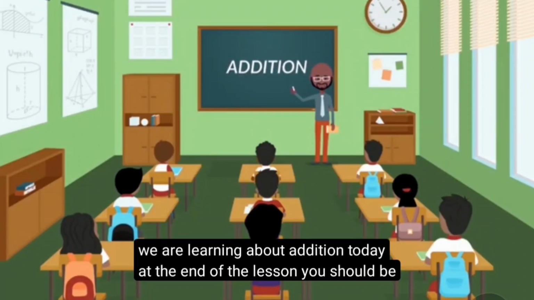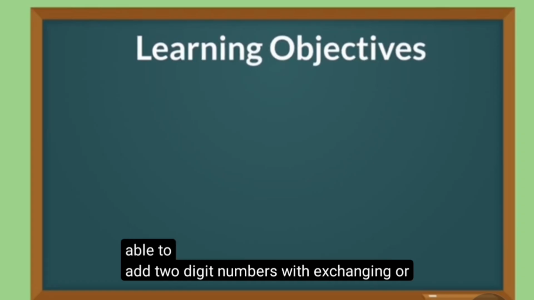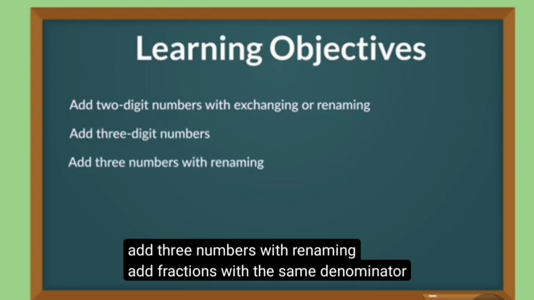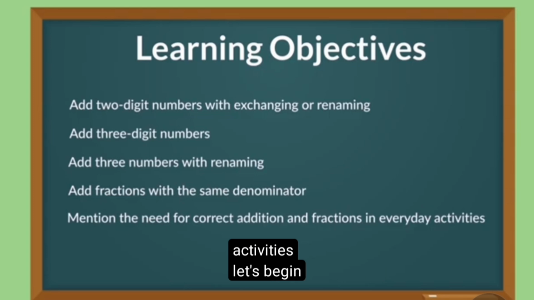Today we learn about addition and division. At the end of this lesson, the learning objectives are: add two-digit numbers with exchanging or regrouping. The second one, add three-digit numbers. The third one, add three numbers with regrouping. And add fractions with the same denominator. The last one, the need to use correct addition and fractions in every activity. Let's begin.